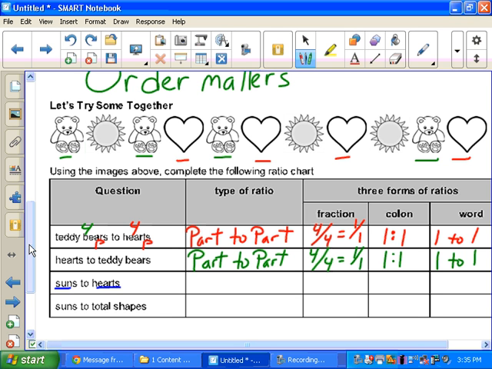Very good. Suns represent part and hearts represent part. So this is a part-to-part relationship. How many suns do we have? 1, 2, 3. How many hearts? 1, 2, 3, 4. Again, making sure that we give it in the same order the question is asked. 3/4 will not simplify, it's already in simplest form, so then I can write it in colon form, 3 to 4, and in word form, 3 to 4.